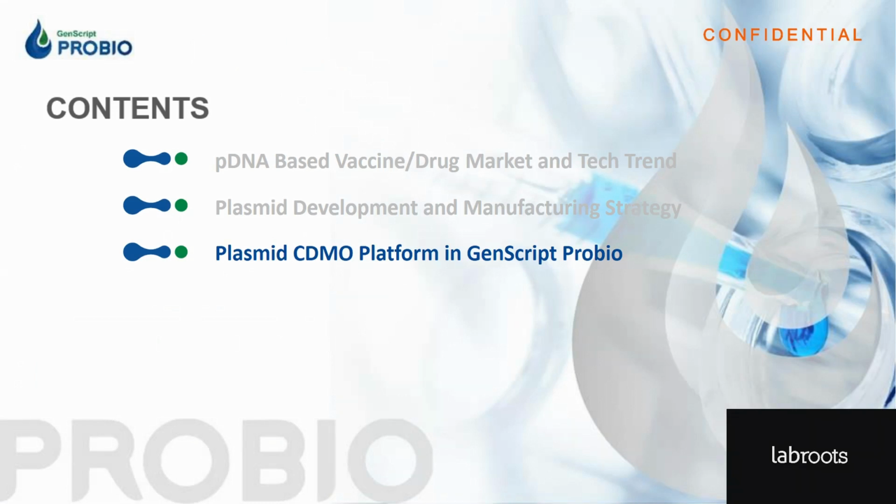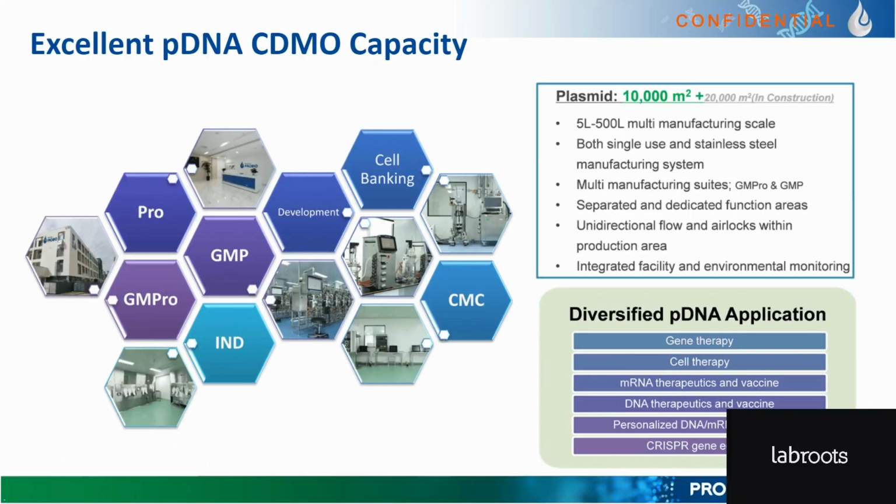The plasmid CDMO platform for GenScript ProBio will be shown next. At ProBio, we have over 2.5 acres of manufacturing facility, which is ready currently, and 5 acres in construction right now for plasmid manufacturing capacity, including CMC, cGMP-like, and GMP capacities. This can be utilized for cell and gene therapy process development, mRNA, DNA therapeutics, and vaccines, as well as CRISPR gene editing techniques.